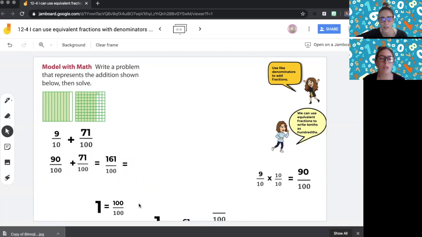So 1 whole in 161 hundredths would be 100 over 100, which equals 1 whole. So if we take away 100 from 161 and turn it into a whole number, we have 1 whole with 61 out of 100ths left. Perfect. So the answer to the addition problem is 1 and 61 hundredths. Great. Let's move on to the next one.